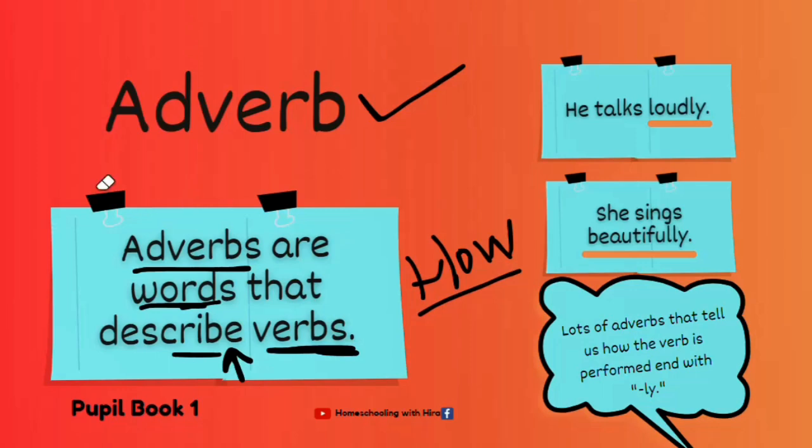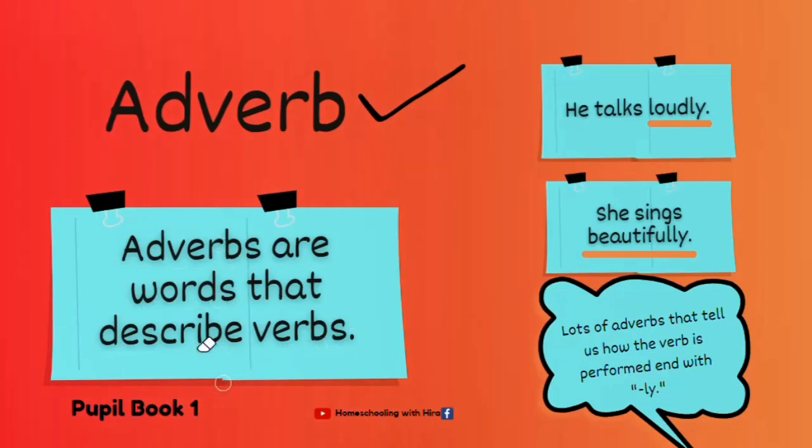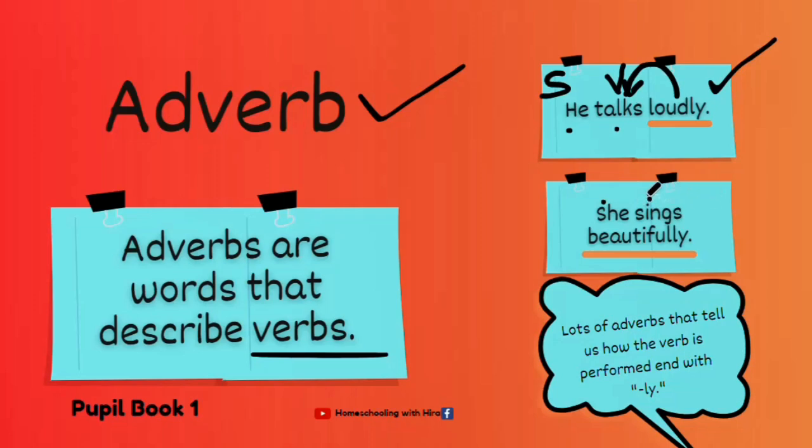Adverbs are much more than this, which you will learn in the upcoming slides, but here remember that adverbs tell us something about verbs. For example, he talks. He is a subject, talks is a verb. Now, how does he talk? He talks loudly. So, loudly is an adverb because it is telling us something about this verb, talks, right? She sings. Sings is a verb. Beautifully. The word beautifully is telling us something about the verb sings. So, she sings how? Beautifully.